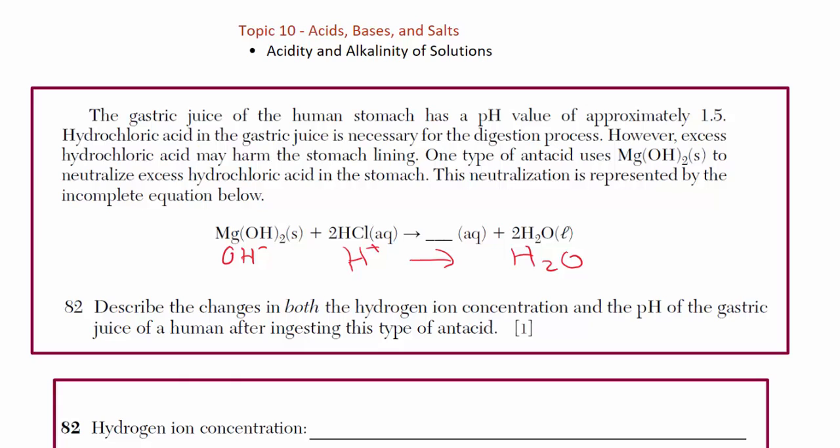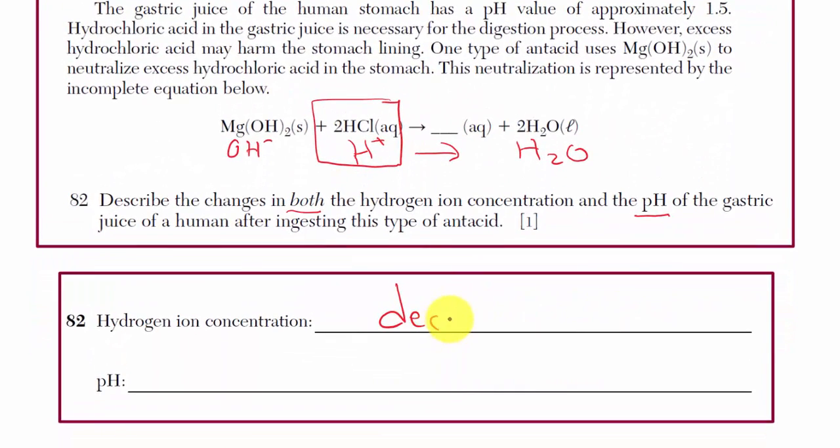Question 82. Describe the changes in both hydrogen ion concentration and the pH of the gastric juice of a human after ingesting this type of antacid. So the acid has a high concentration of hydrogen ions. Adding the antacid to it will cause the hydroxide ions in the antacid to combine with the hydrogen ions of the acid to produce water. In other words, we're eliminating hydrogen ions from the solution. So the hydrogen ion concentration will decrease as the antacid is added.